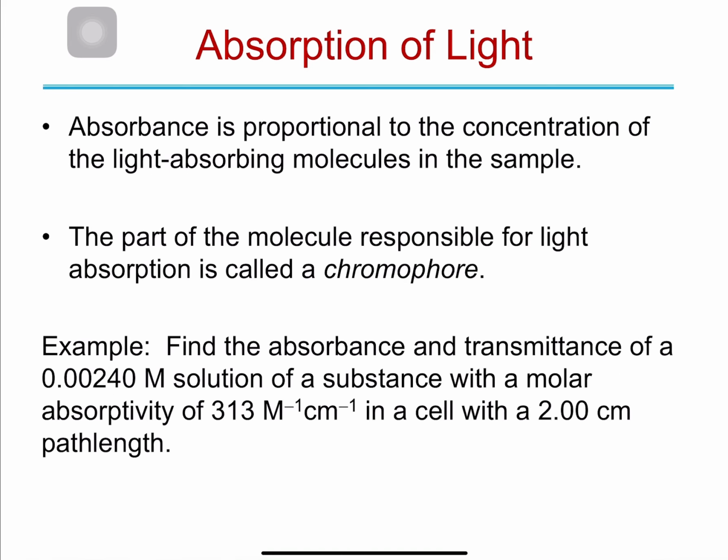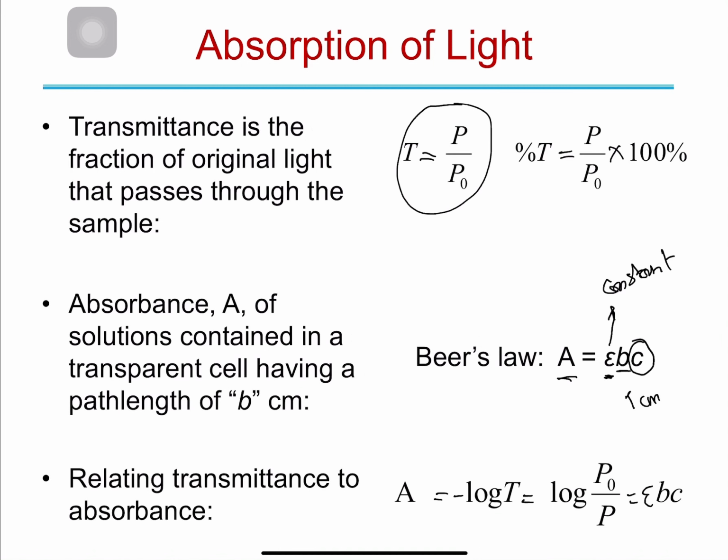times the concentration of your analyte. And the relation between the absorbance and the transmittance is seen in this equation here. So absorbance equals minus log T. So the absorbance is log P naught over P. And this equals epsilon times b times C.